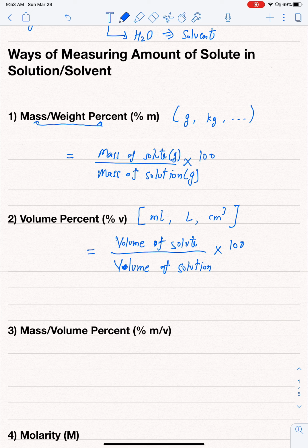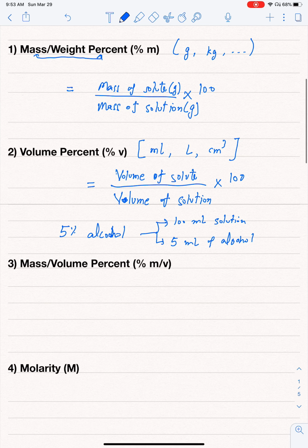A typical example of volume percent concentration is in the case of consuming alcohols. For example, beer is like 4 to 8% by volume alcohol. So if it's 5% alcohol, that means in every 100 milliliters of solution, I would have only 5 milliliters of actual alcohol. So that's going to be your volume percent.